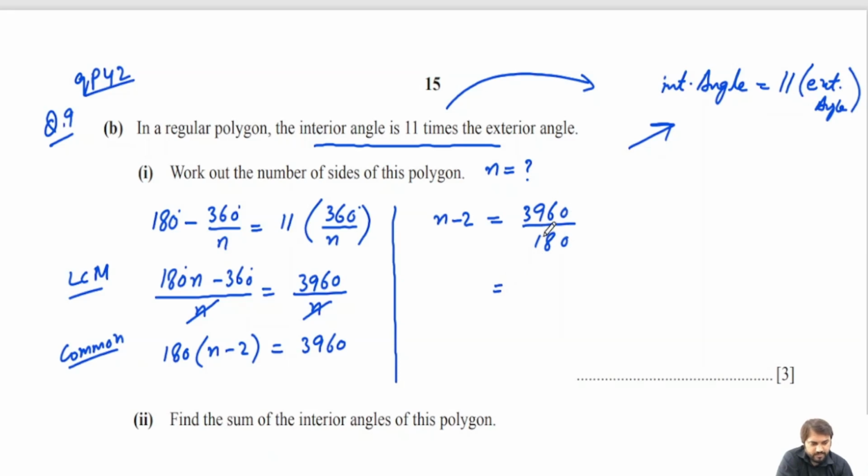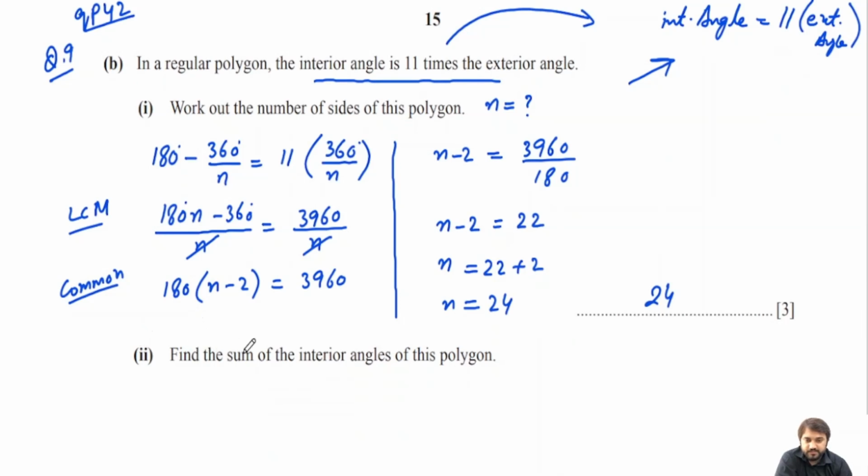Use calculator, and what is the value of this one? When we divide, that will be 22. So n minus 2 equals 22. Now move this minus 2 to the other side. 22 plus 2, the value of n is 24. That is, we have a polygon having 24 sides. Keep it in mind, just read the question 1 or 2 times. After that, extract the information and use that information in your question. You will get the answer.